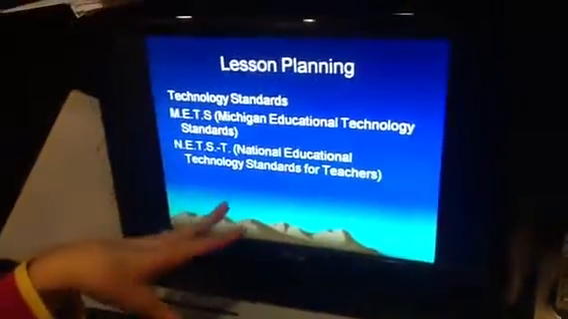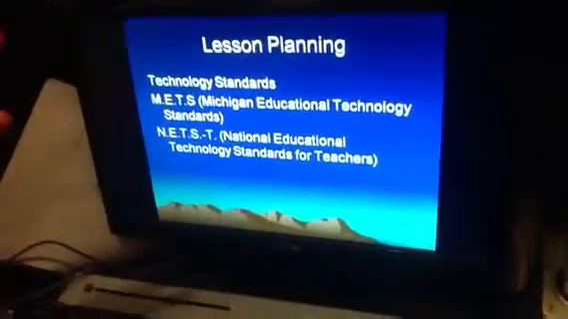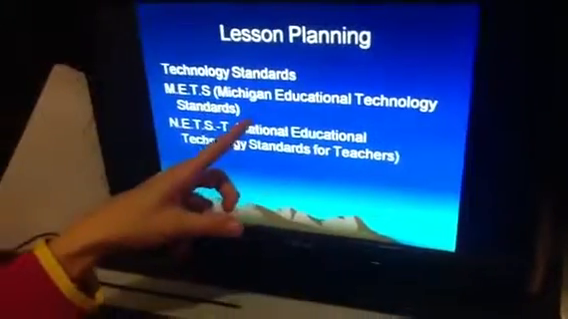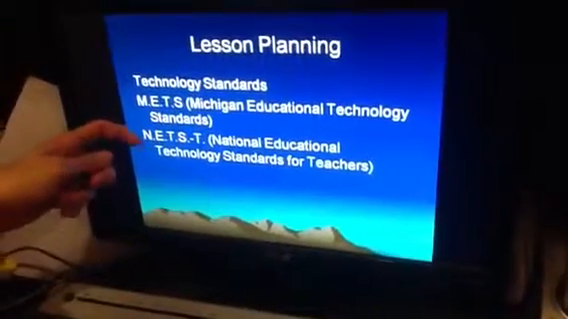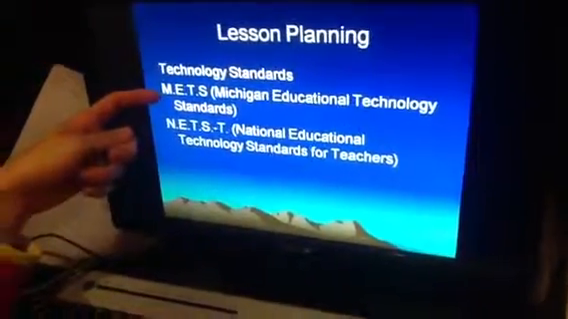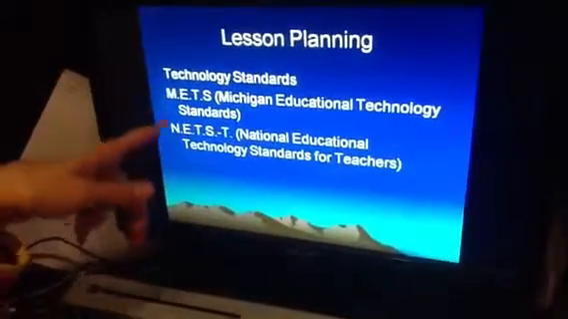Okay, next thing. All right, this I thought was really fascinating. A lot of you actually kind of figured this out on your own. We're talking about in this class integrating both the curriculum standards and the technology standards. Well, there are actually two sets of technology standards we're going to be using. We'll start with the METS, Michigan Educational Technology Standards. And guess what? I actually helped write these.